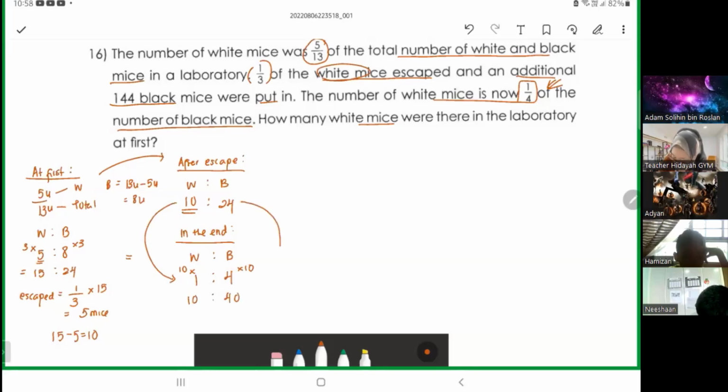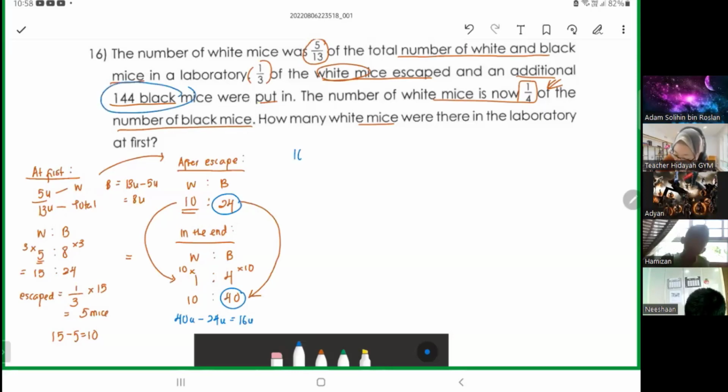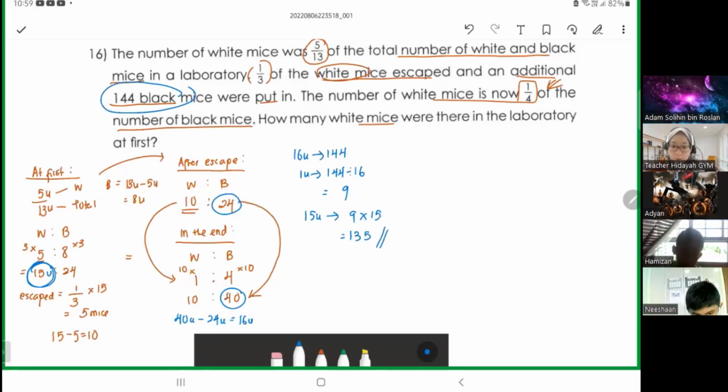Now you can see from 24 to 40, there's a difference, right? So 40 units minus 24 units equals 16 units. This is the black mice that was put in. 16 units is 144. 1 unit is 144 divided by 16. I get 9. Now, how many white mice were there in the lab at first? I want to find 15 units, okay? 15 units is 9 times 15. Answer is 135. Okay.